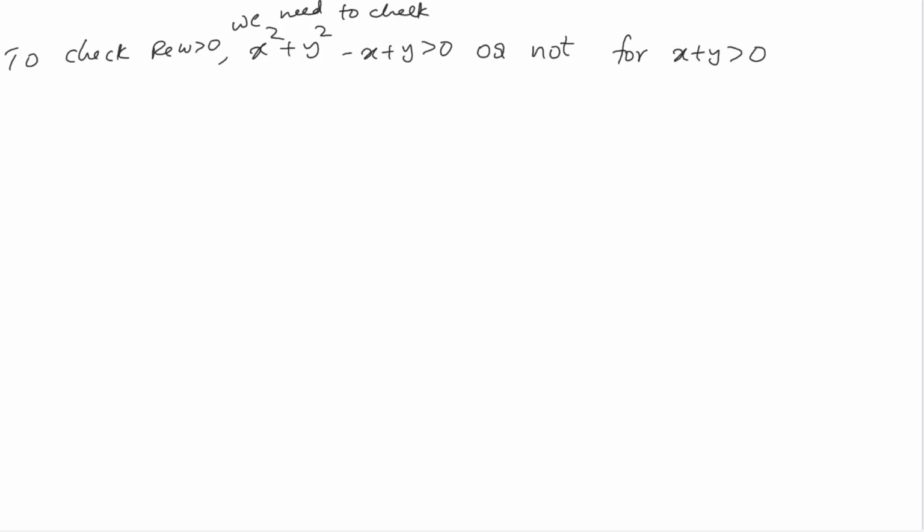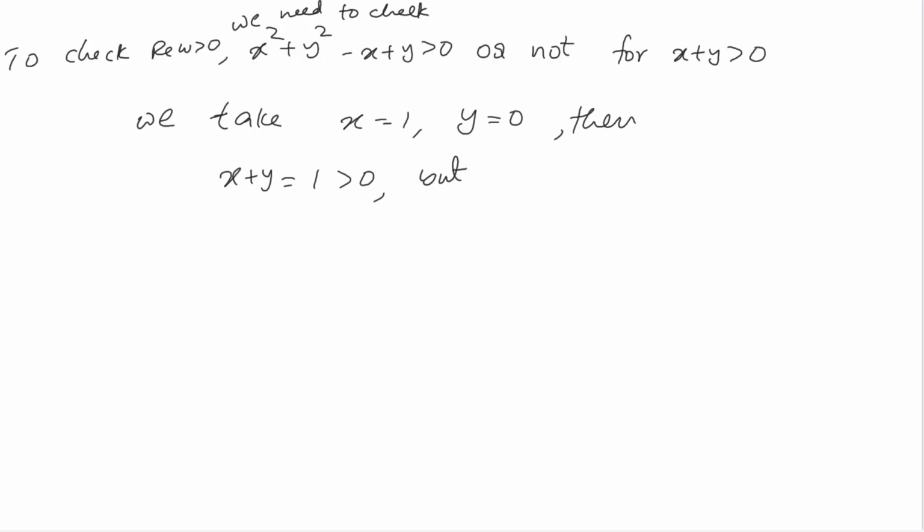So for that, we take the values x equal to 1 and y equal to 0. In that case, of course x plus y, that is 1, is obviously greater than 0, but x square plus y square minus x plus y is nothing but 1 minus 1, that is equal to 0, which is not greater than 0. It is equal to 0.